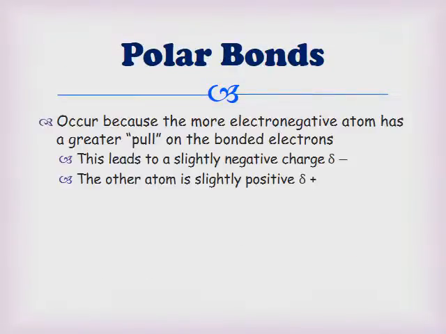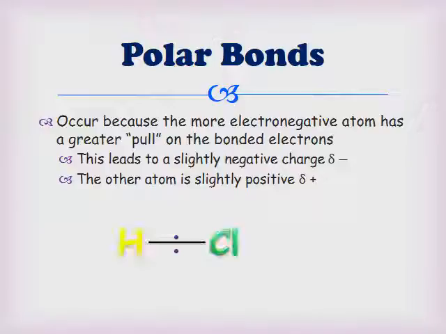So polar bonds. Polar bonds occur because the more electronegative atom has a greater attraction of the electrons compared to the other atom in the bond which they're sharing electrons with. So this leads to one of the atoms having slightly negative charge and the other atom having slightly positive charge because the electrons are moving towards one of the atoms over the other.